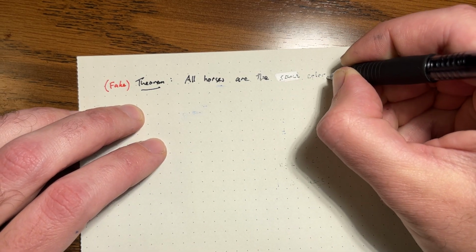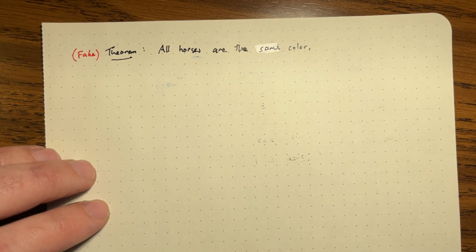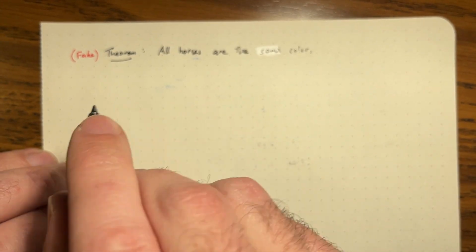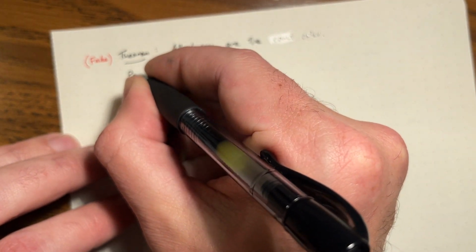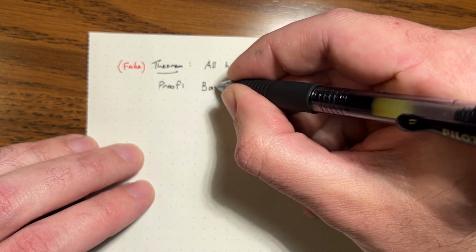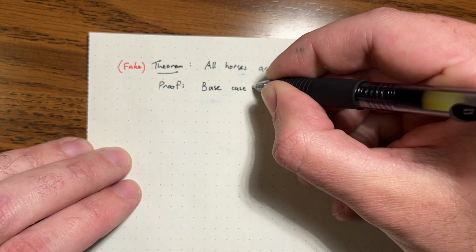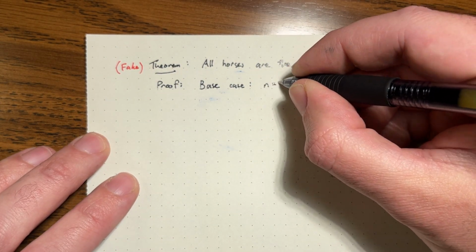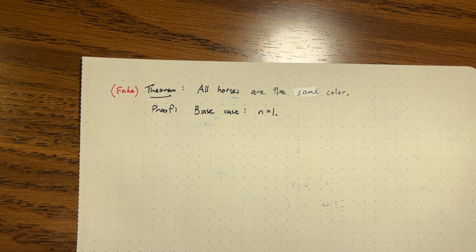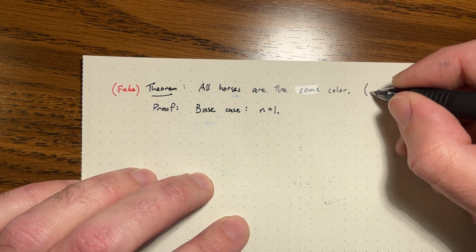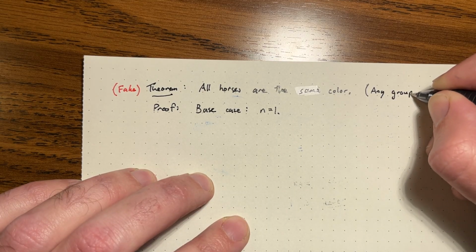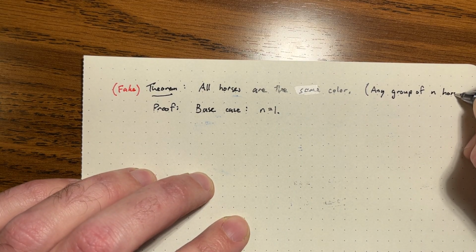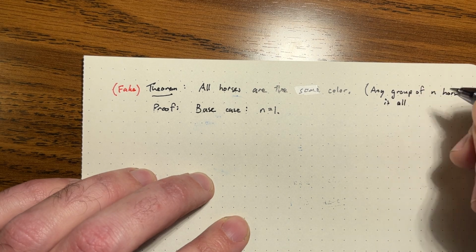This is a bit of a famous problem. It's possible you might have seen this before. In any case, you can try to figure out the mistake as I prove it. So here's my proof. I am not going to try to be sneaky with the base case, so I will do a proper base case this time. The base case is for n equals 1, and what's the theorem I really want to prove? I'll try to prove any group of n horses is all the same color.